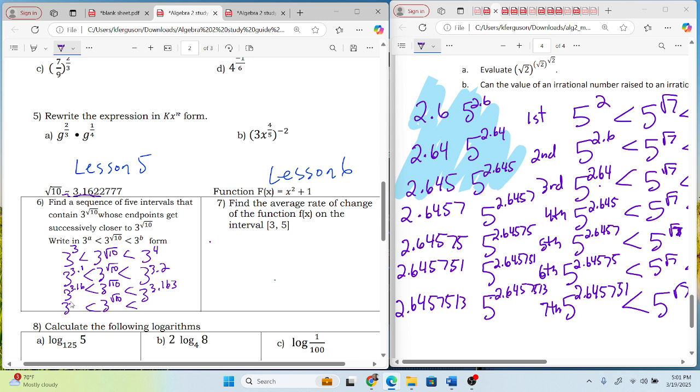So this is going to be 3 to the 3.162 power, because this one is 3.1622. So then what is this one over here? 3 to the 3.162 power.